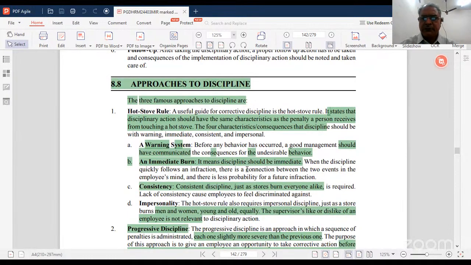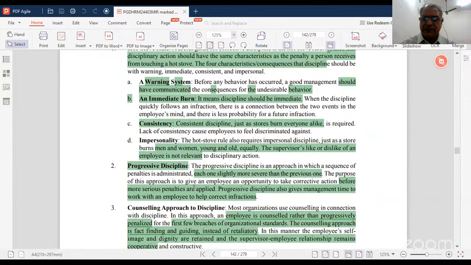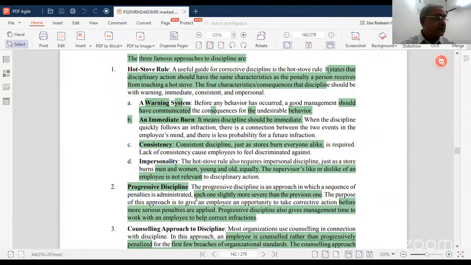So the most important question or short question will be approaches to discipline. How can you approach discipline? There are three famous approaches to discipline. One is the hot stove rule. Second is progressive discipline. Third is the counseling approach to discipline. Out of these, the hot stove rule is very common and most interesting, and it will be a short question, or sometimes it will be asked about the disciplinary approaches.